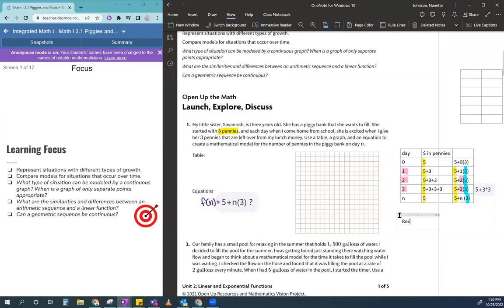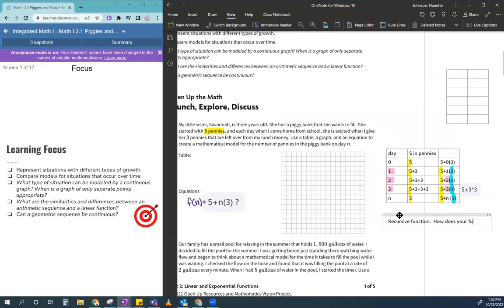So if I'm talking about the recursive function, you're answering the question, how does your function grow? Or how do you get the next term? Those are the two questions that your recursive function answers. So your recursive function looks like this.